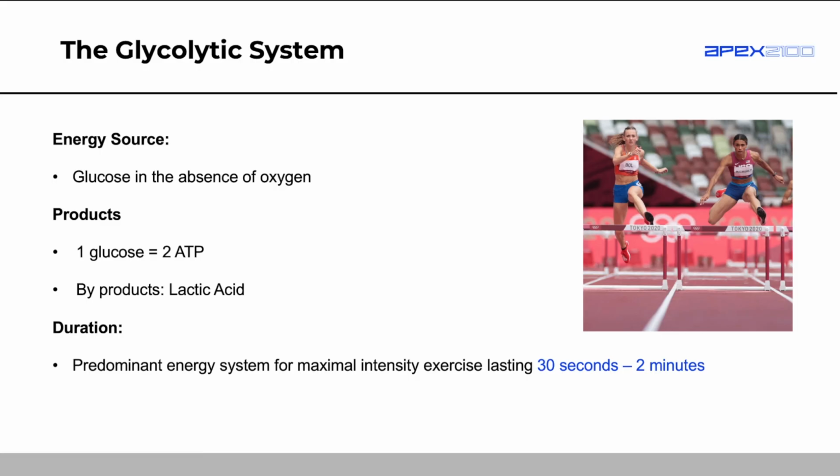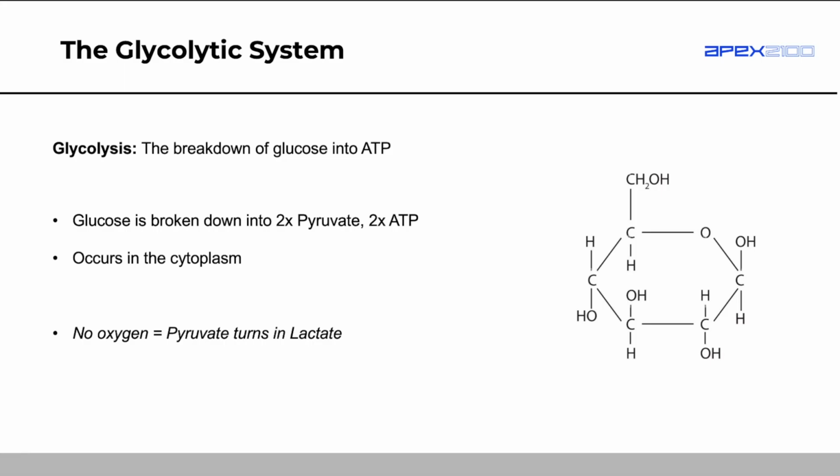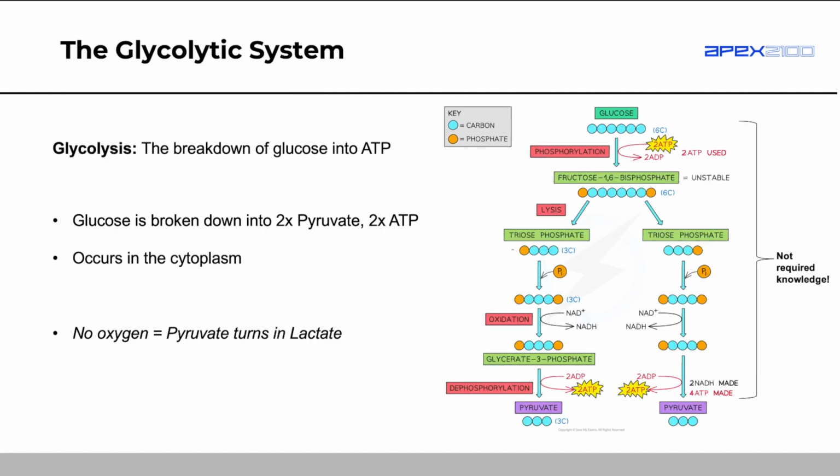Let's look at how it actually works. The glycolytic system breaks down glucose, and we've seen this little glucose molecule on the right hand side here too many times by now, through a process called glycolysis to produce ATP. And we've spoken about glycolysis before. Glucose to ATP is glycolysis. The process of glycolysis is super, super complicated. You can see it here. Luckily for us, we don't need to know that.